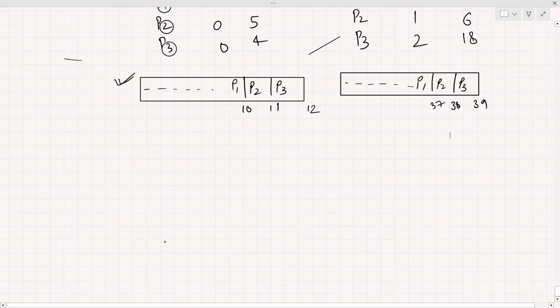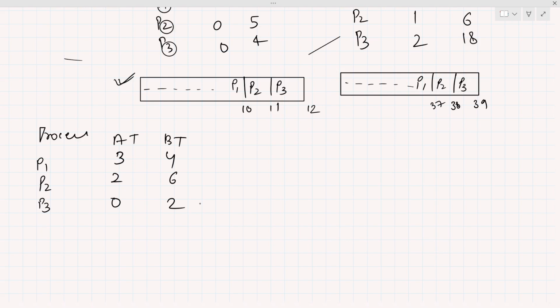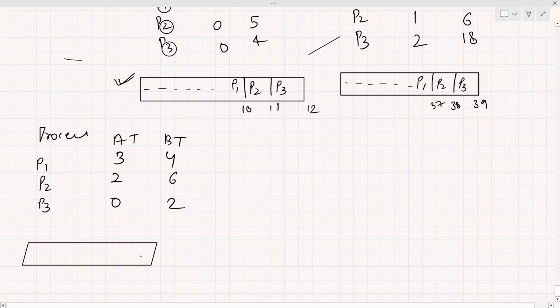So let's see processes P1, P2, P3. The arrival times look like 3, 2, 0, and the burst times look like 4, 6, 2. Now how do you create a Gantt chart for this? Remember, this is a special type of situation. You can't just write P1, P2, P3, because initially the Gantt chart starts from 0. We have one process, P3, and we have to execute it fully.